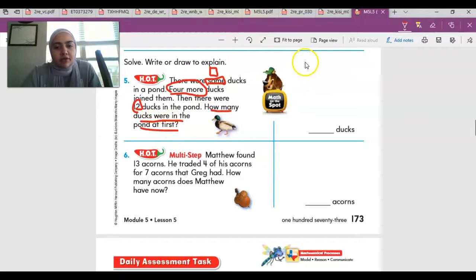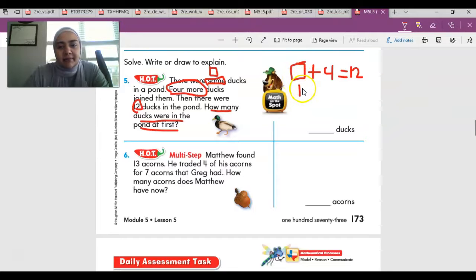So we don't know. We just know that there were some, right? And then we know four more. That means plus, because more means add. Four more. And then there were 12. So how many ducks were at the pond to begin with? How do we find out what goes in that first empty box?